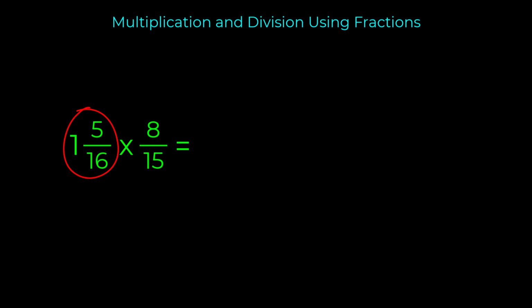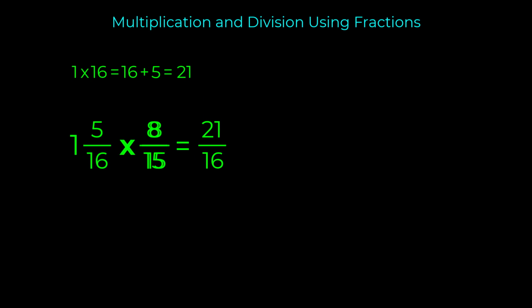1 5/16 is a mixed fraction, so the first step is to convert that to an equivalent improper fraction. 1 times 16 is 16, plus 5 is 21. The improper fraction is 21/16. 8/15 is not a mixed fraction, so we are ready to multiply the two fractions together. The new numerator will be 21 times 8. The new denominator will be 15 times 16.